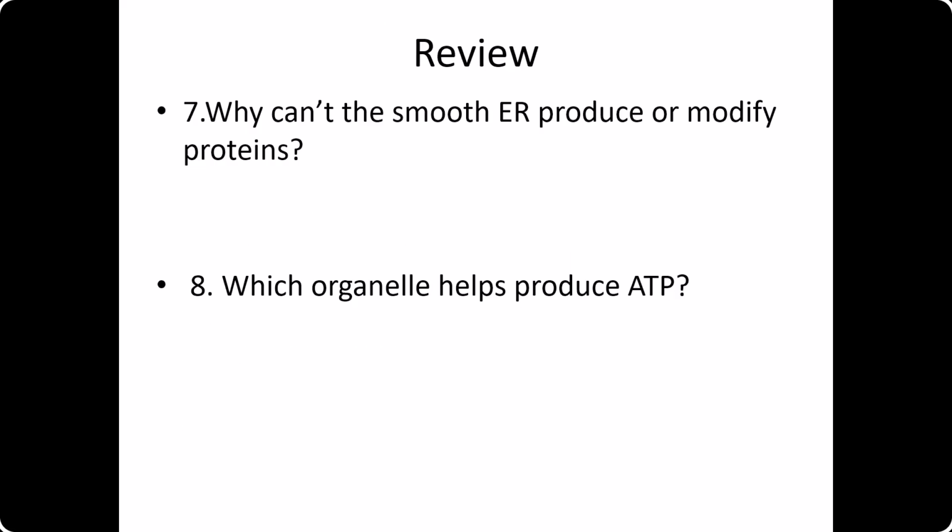So why can't the smooth endoplasmic reticulum produce or modify proteins? Well, kind of a big hint here is that it's the smooth endoplasmic reticulum. What does the smooth endoplasmic reticulum not have that the rough ER does have? So ribosomes, right? The rough ER has ribosomes, and ribosomes are required to produce proteins. Number 8, which organelle helps produce ATP? The mitochondria help produce ATP.